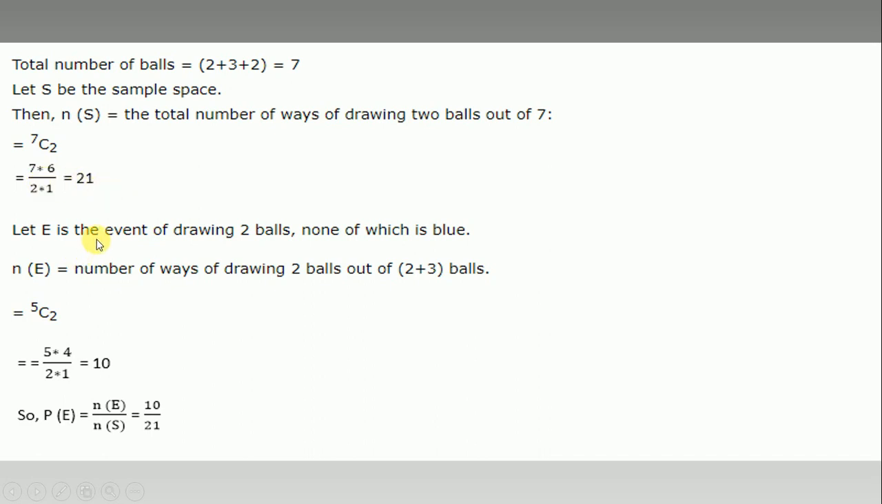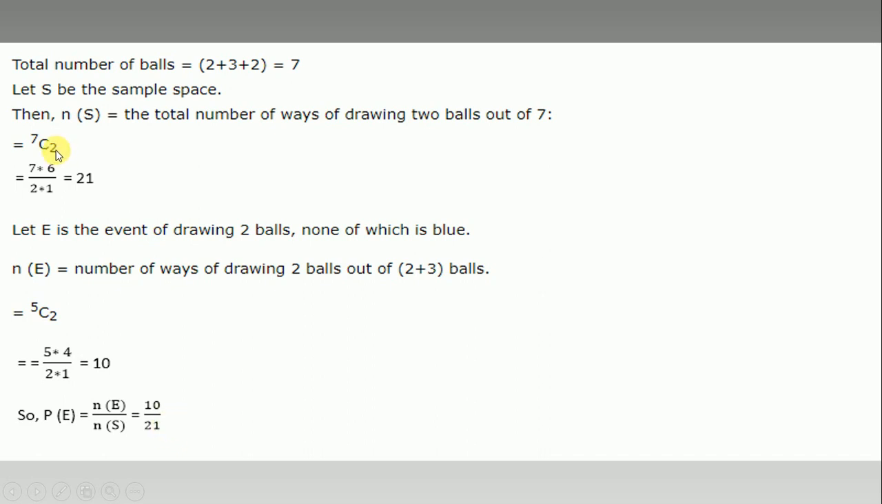Let E be the event of drawing 2 balls, none of which is blue. Then nE, the number of ways of drawing 2 balls out of 2 plus 3 balls, is equal to 5C2. So here 5 into 4 divided by 2 into 1 is equal to 10. So P(E), the probability of the event, will be the number of events divided by the number of sample space. So 10 by 21. It will be your required answer.